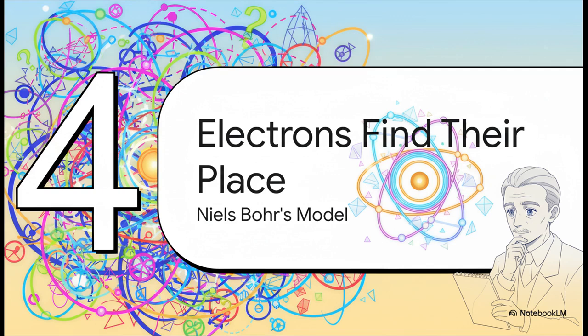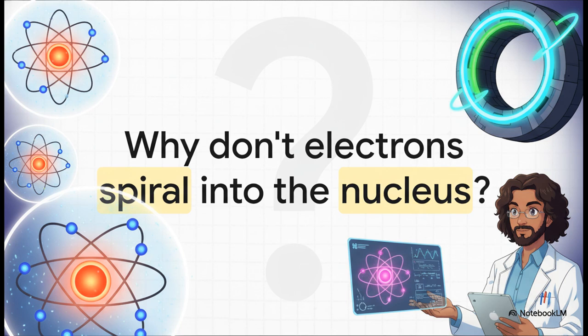So another scientist, Niels Bohr, came along to solve this puzzle and bring a new kind of order to this chaotic atomic world. So here was the big question. If opposites attract, why on earth don't the negative electrons just spiral straight into the positive nucleus? According to all the laws of physics at the time, the atom should collapse on itself in a fraction of a second. But obviously they don't. We're all still here. So why not?